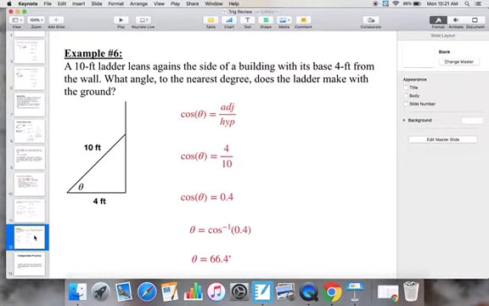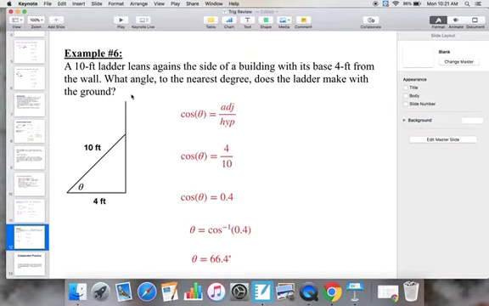Okay, and then we'll do one that's kind of like a word problem to finish off. In this one, a 10-foot ladder leans against the side of a building with its base 4 feet from the wall. What angle to the nearest degree does the ladder make with the ground? In this one, the diagram wouldn't have been given to you. I've just drawn it here as part of the solutions.